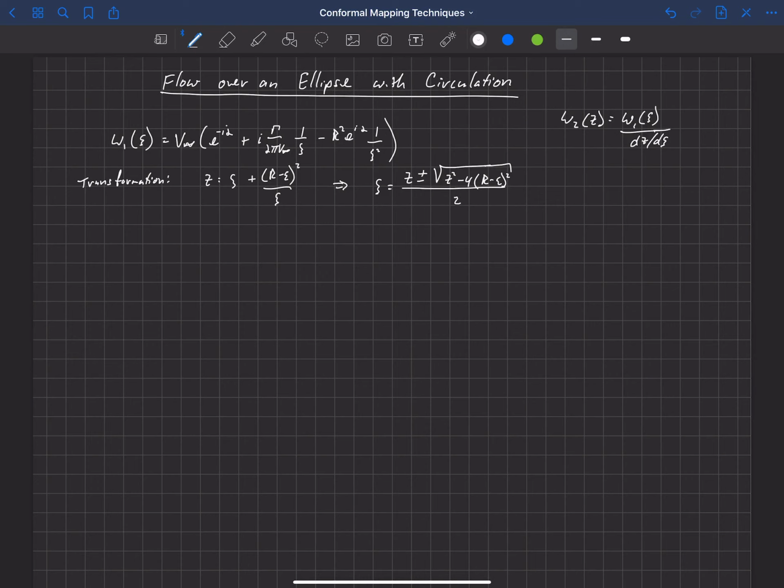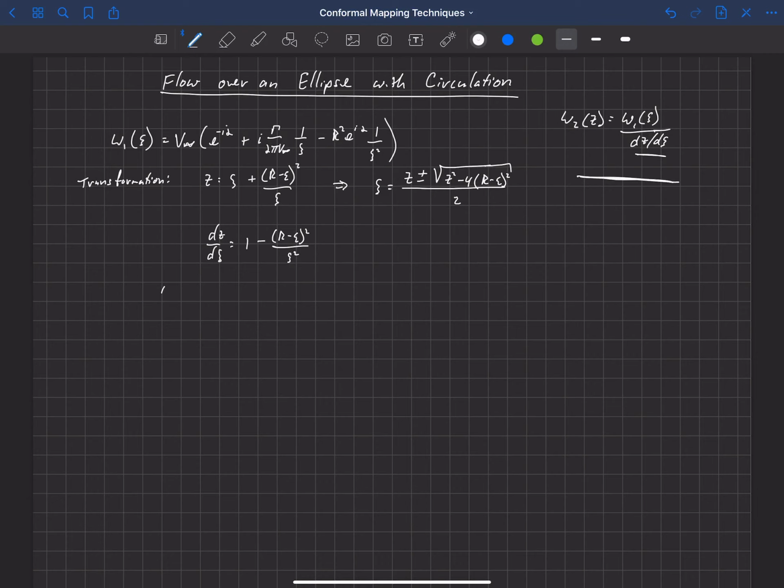Okay, and then we're going to need the derivative, dz d zeta. So let's take dz d zeta. And if we just take the derivative here, we get 1 minus (r minus epsilon) squared, that's just a constant, divided by zeta squared. Okay, so now we're ready to plug all of this information into this equation here.